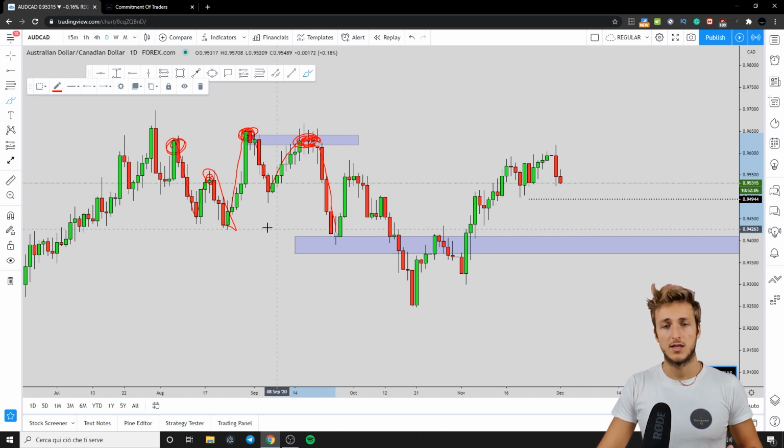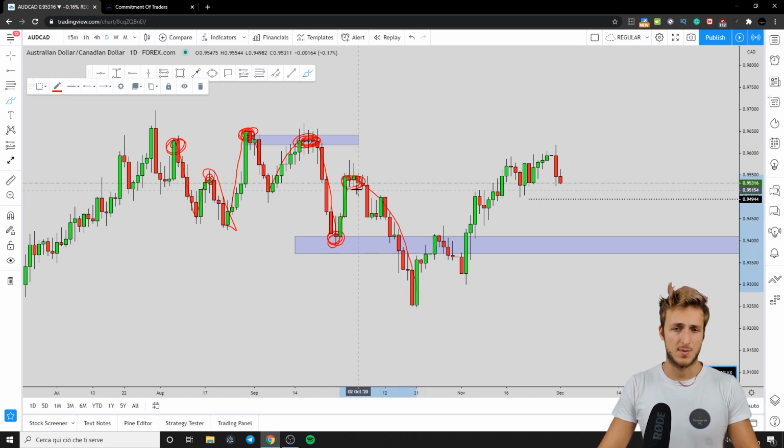Then from here, we had the creation of this M formation, and we wanted to see from here the market create a nice move to the upside, and again, that is exactly what the market did. And then from here, we wanted to see the continuation, and that is what the market did. And I made a full breakdown explaining why we wanted to see this move to the downside. Then we had this move up. From here, we wanted to see a move to the downside.